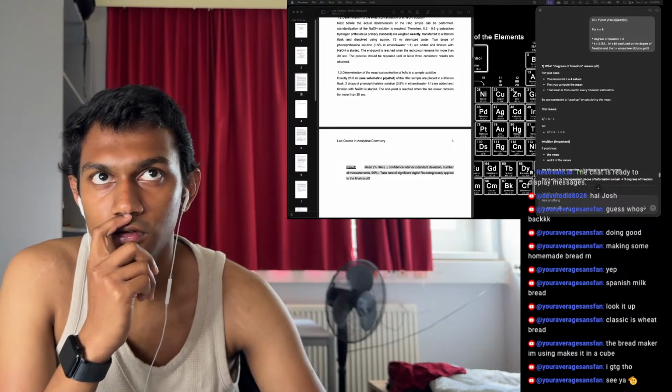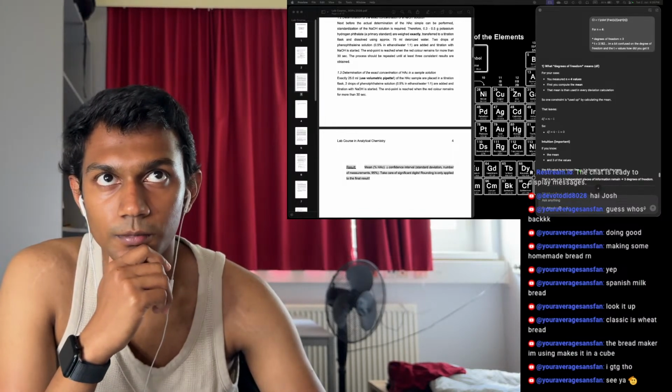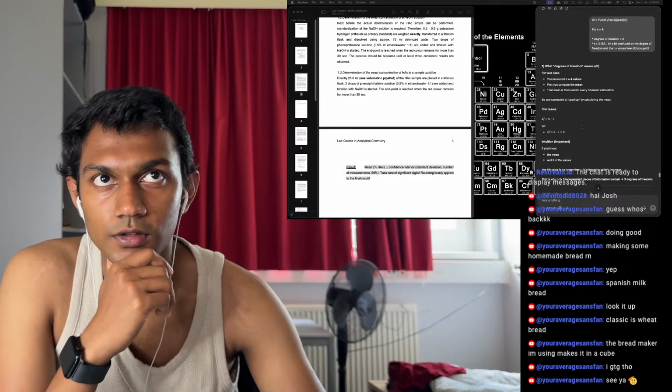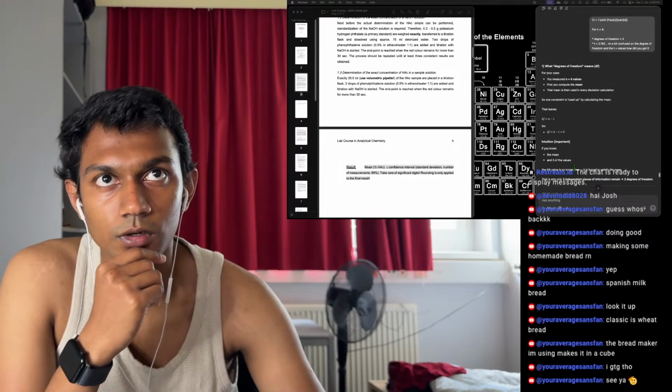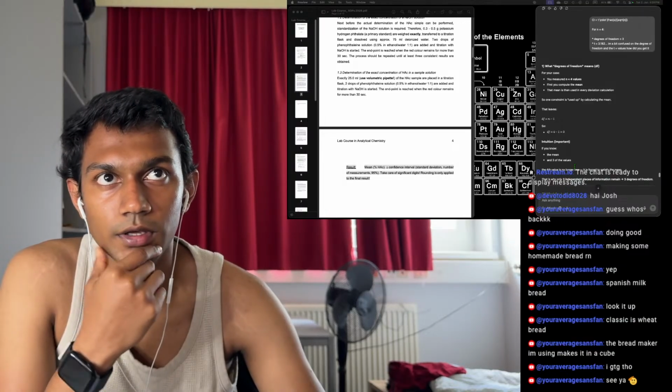You measured n equals 4 values. First you compute the mean. That mean is then used in every deviation calculation. So one constraint is used up by calculating the mean.